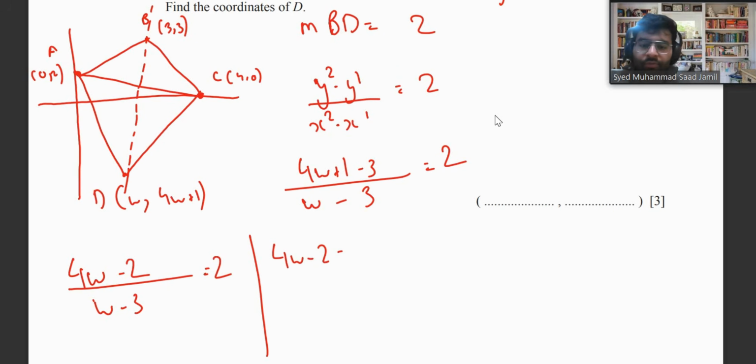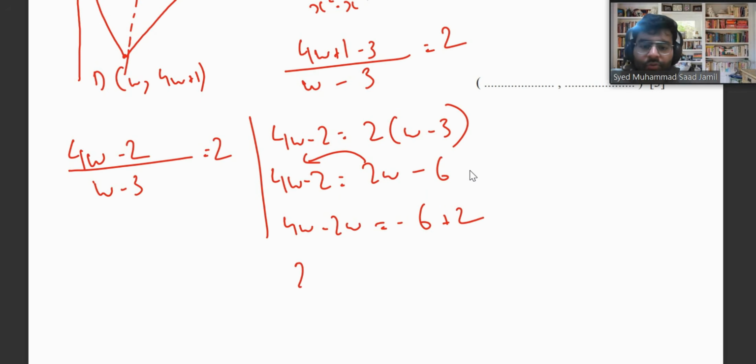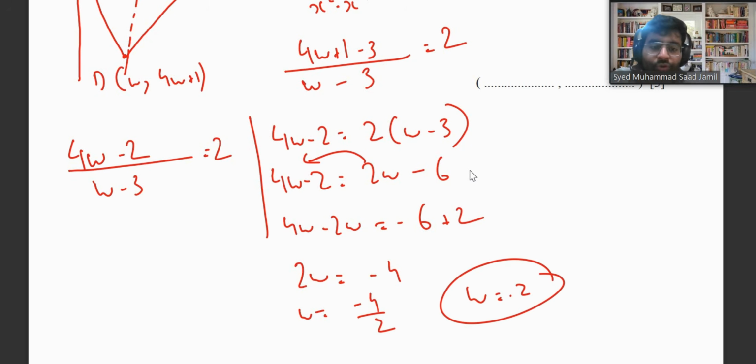4w minus 2 is equals to 2 multiplied by w minus 3. 4w minus 2 is equals to 2w minus 6. So 4w minus 2w, because 2w shifted over there, is equals to minus 6 plus 2. So 4w minus 2w is 2w is equals to minus 6 plus 2 is minus 4. w is equals to minus 4 divided by 2. w is equals to minus 2.